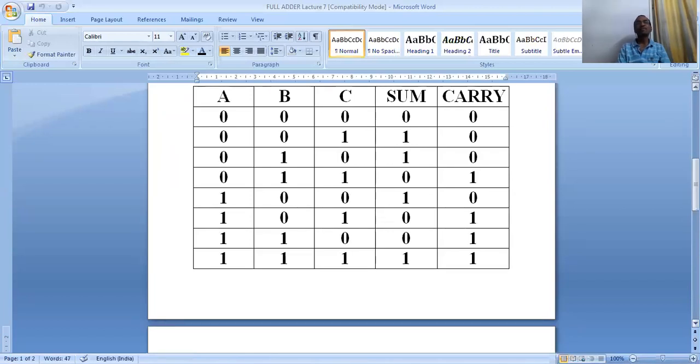Now next, what happens when A equal to 0, B equal to 1 and C equal to 1? See here.